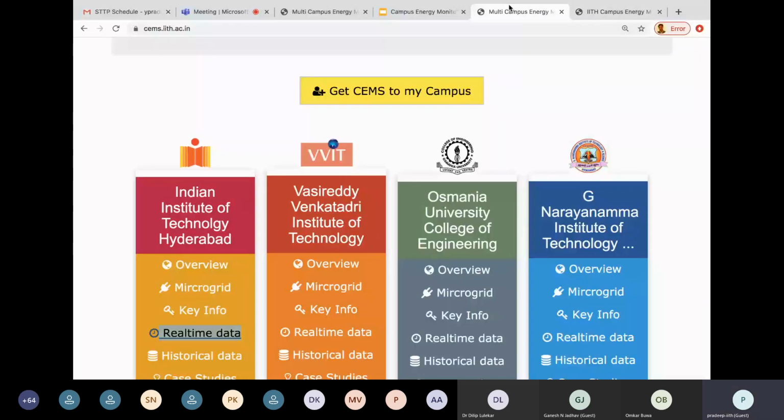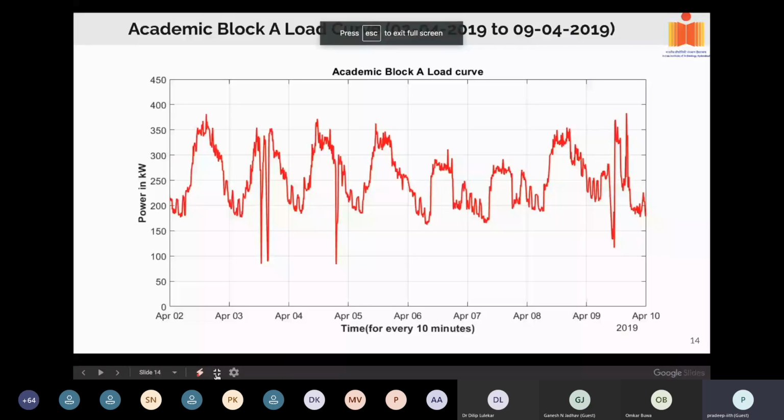So I'll continue. What is the benefit of this? We can make a load curve. Most of the time, the load curve itself is very difficult to get. But by monitoring every 1 minute, you can plot the load curve like this. This is the load curve from 2nd April 2019 to 9th April 2019. And you can see the daily pattern. There is a morning off peak, then peak in the afternoon and evening, and then again in the night it is reduced. So we can see the daily pattern. This is the load curve.